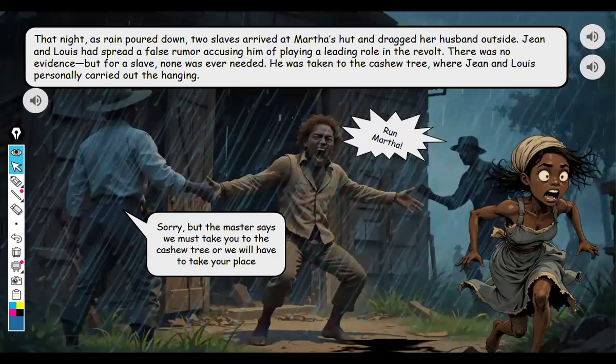All right, so it seems that the two suspicious guys, Jean and Louis, falsely accused another slave of causing the revolt. Why are they doing this? Right? And of course, Martha is the protagonist of the story. Her husband tells her to run. But unfortunately for the husband, he was not able to. Okay? So let's see what changes in a little while.